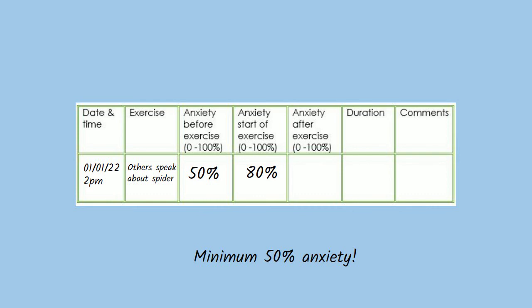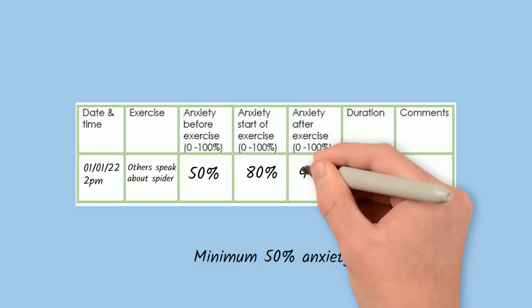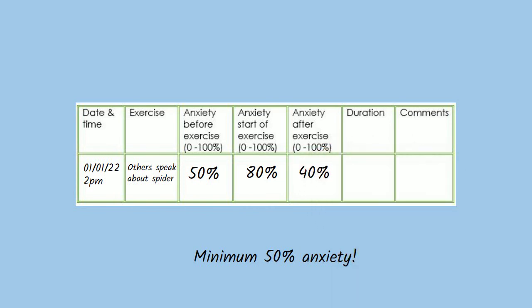Remember the prolonged condition. The patient needs to stay in the situation until their anxiety has dropped to half of the starting rating. In this case, they would stay in the situation until they felt their anxiety was around 40%. They would then, and only then, fill out the after exercise rating and duration columns. In this case, you can see that it took 45 minutes for the patient's anxiety to halve. Finally, the patient should be encouraged to write some comments into the final column.